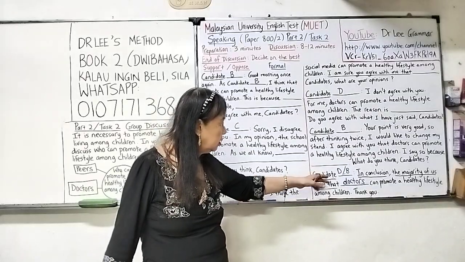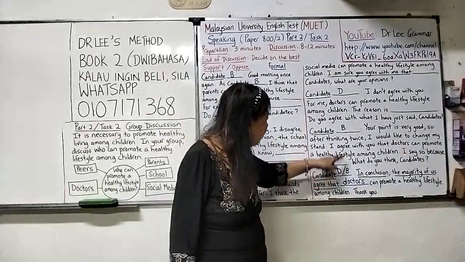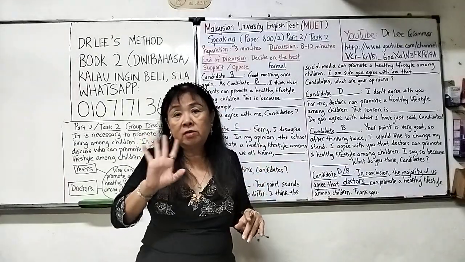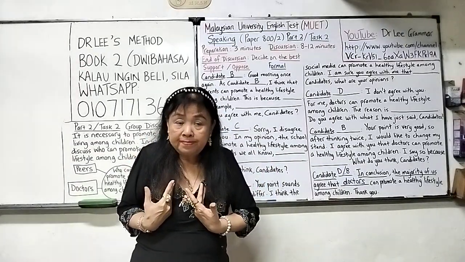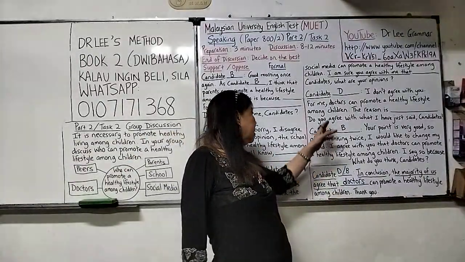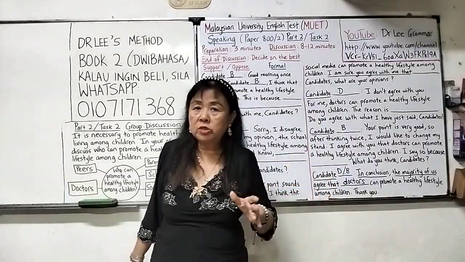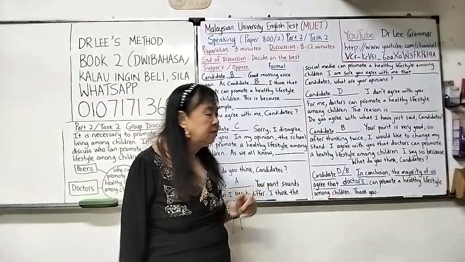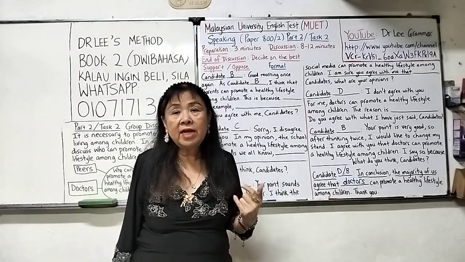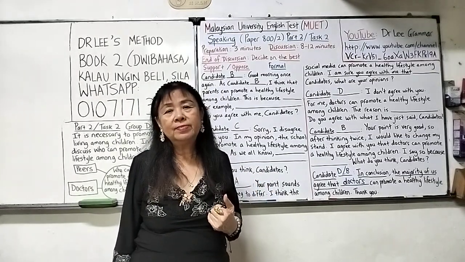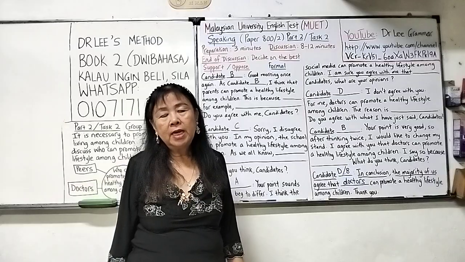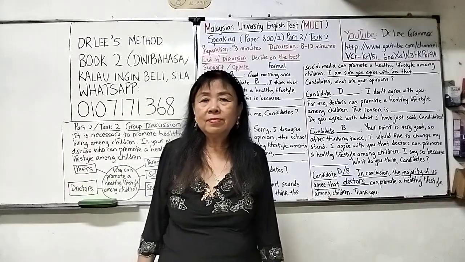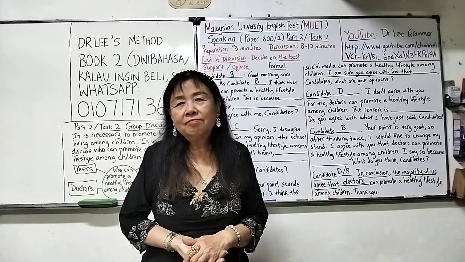So in conclusion, and the conclusion must be done by D or B because they are the majority. So A and C cannot say anything because they are the minority. So either D or B will say, in conclusion, the majority of us agree that doctors can promote a healthy living, a healthy lifestyle among children. Thank you. That's the end of the discussion.